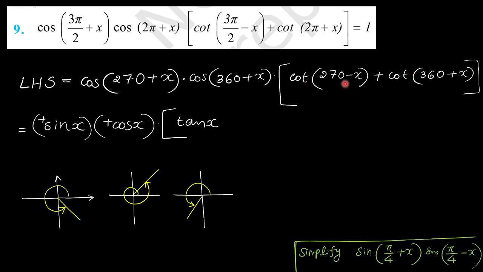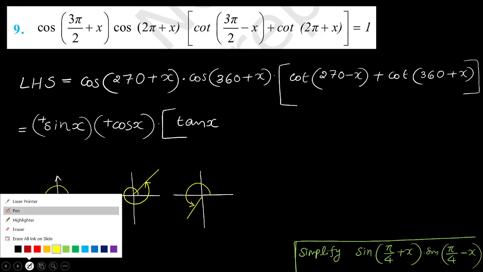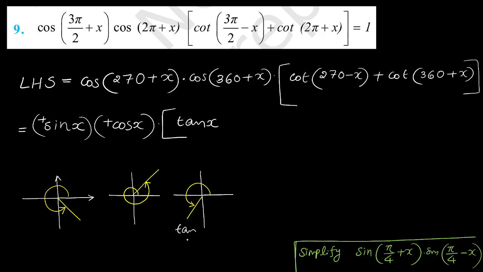This is cot of third quadrant. It will be a positive number. Cot of third quadrant will be positive, because in the third quadrant tan and its reciprocal cot are both positive. Since tan is positive, cot is also positive. So cot of third quadrant will be positive. Let me complete the first step. After that you can ask me doubts.